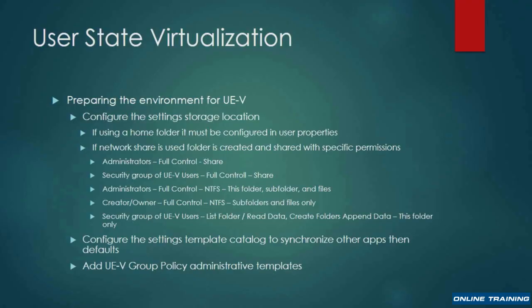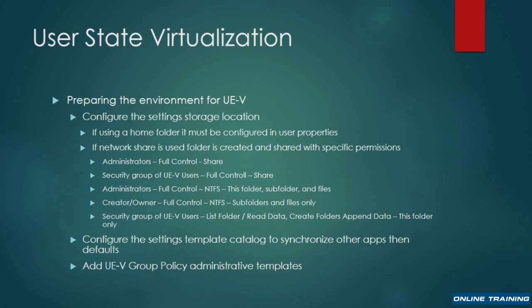So creator-owner gets full control, and then the security group of UEV users basically has the equivalent of read and create folders. So it's using special permissions. You can list folder, read data, and then you can create folders and append data on that root folder, because that's going to give them the ability, when the UEV agent synchronizes, to create those subdirectories. And then you can configure the settings template catalog to synchronize other apps.